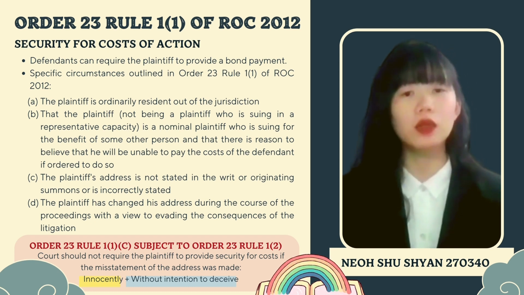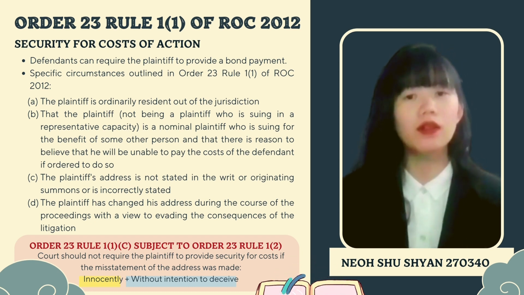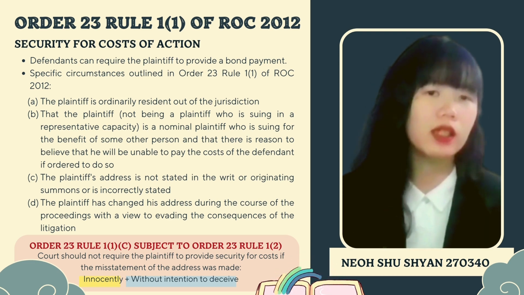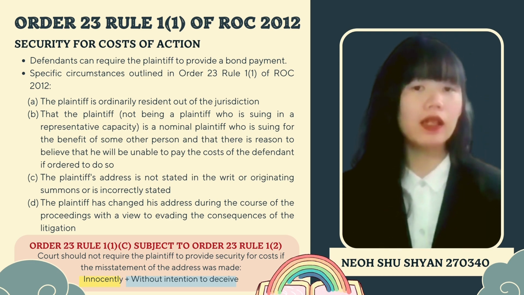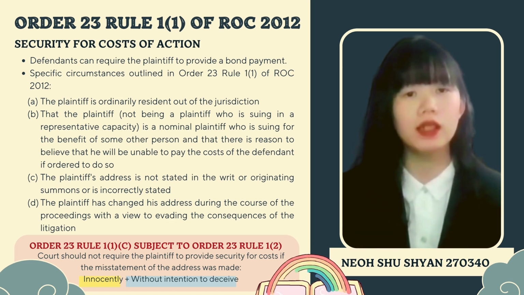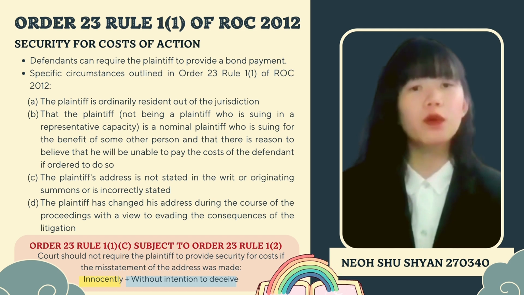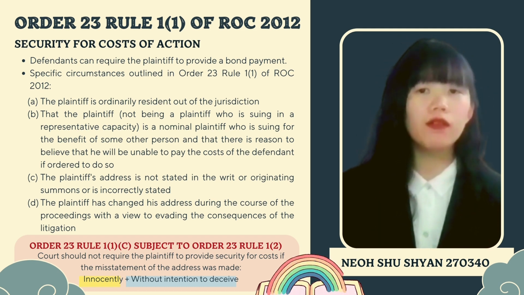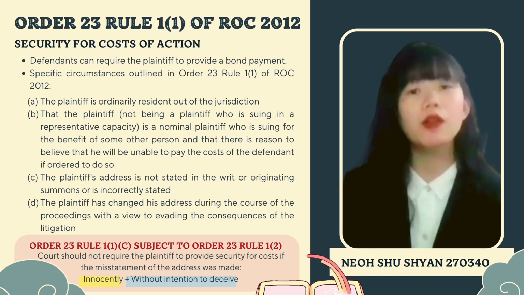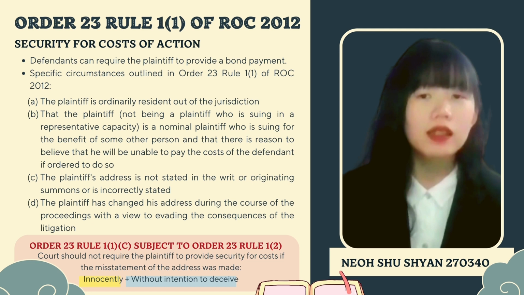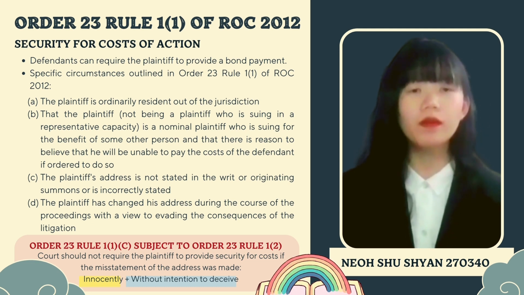The first circumstance is when the plaintiff is ordinarily resident outside the jurisdiction where the court is located. Another circumstance arises when the plaintiff, who is not suing in a representative capacity, is a nominal plaintiff suing for the benefit of another person. If there is reason to believe that the nominal plaintiff will be unable to pay the defendant's costs if ordered to do so, the defendant can seek security for costs.